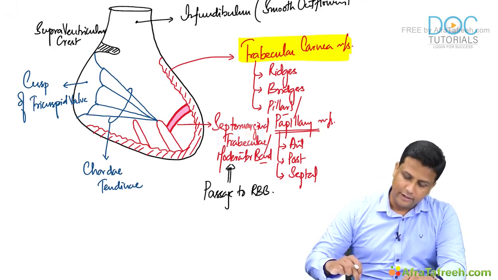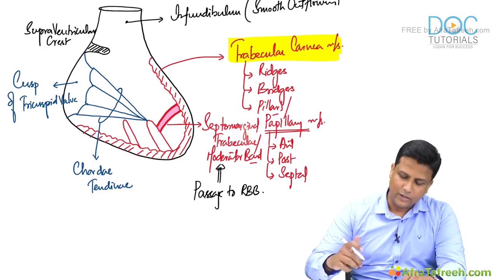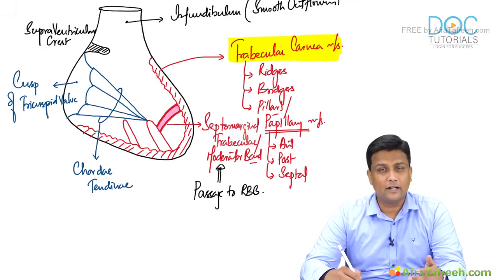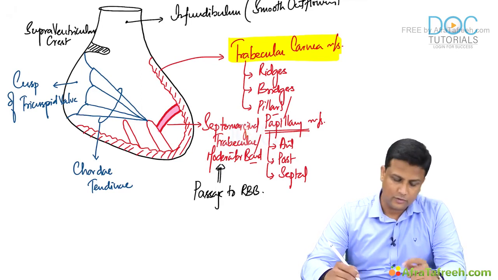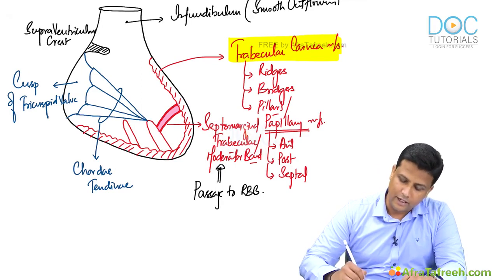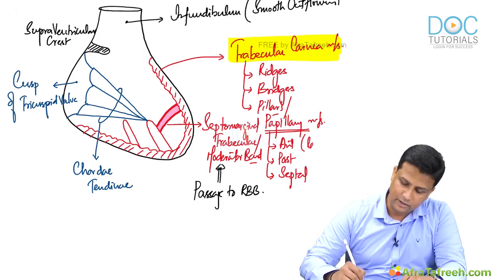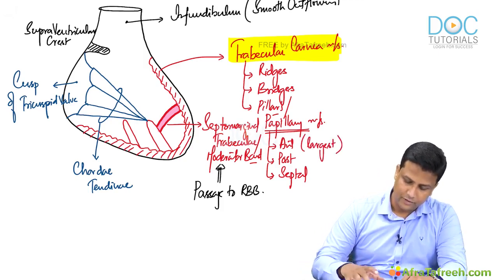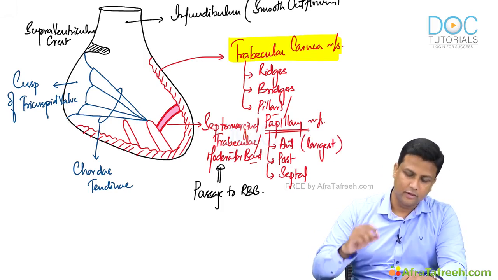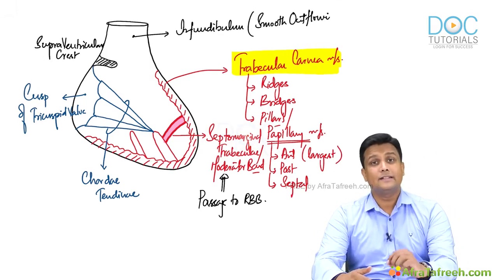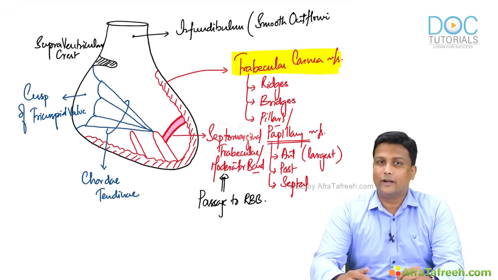Okay. And one more small MCQ here, one more thing. Out of the three categories of papillary muscle, the anterior, posterior and the septal, which one is the largest one? Remember, the anterior papillary muscle will be the largest one, guys. So that is all about the details that you have to know inside the right ventricle, guys.